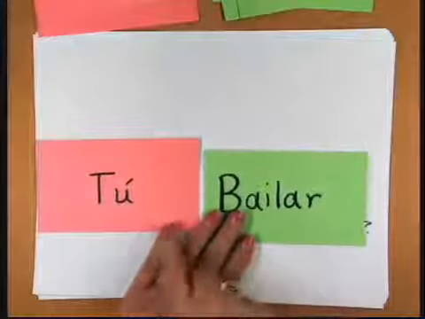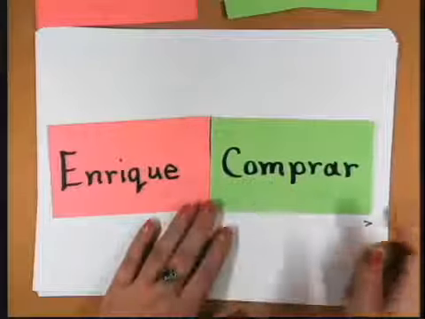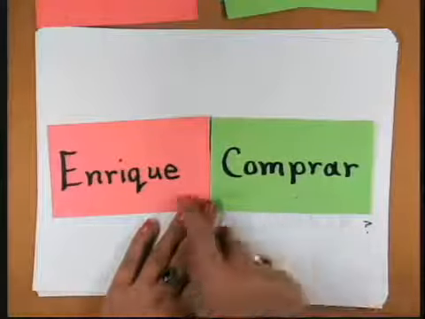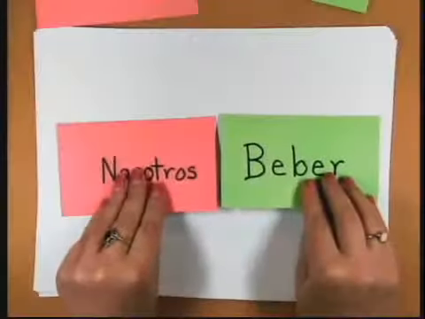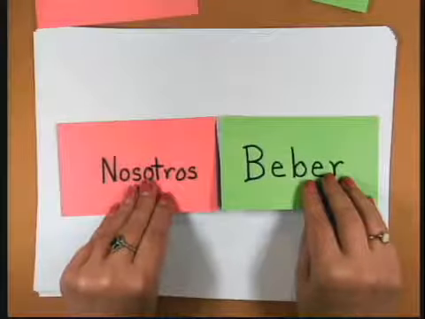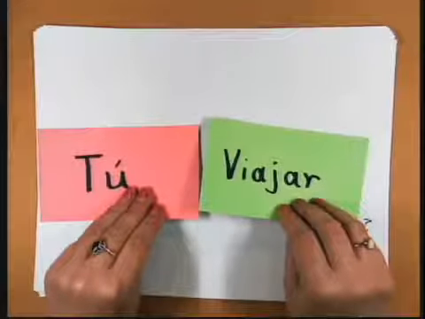Tú goes with S. So you take off the AR and you add an AS. Tú bailas muy bien. You dance very well. Enrique compra un libro. He buys a book. Comprar is to buy. Enrique compra un libro. Another yo goes with O. Yo nado en la piscina. Nosotros bebemos cerveza. Okay? Tú viajas a Florida. You travel to Florida. Muy bien.